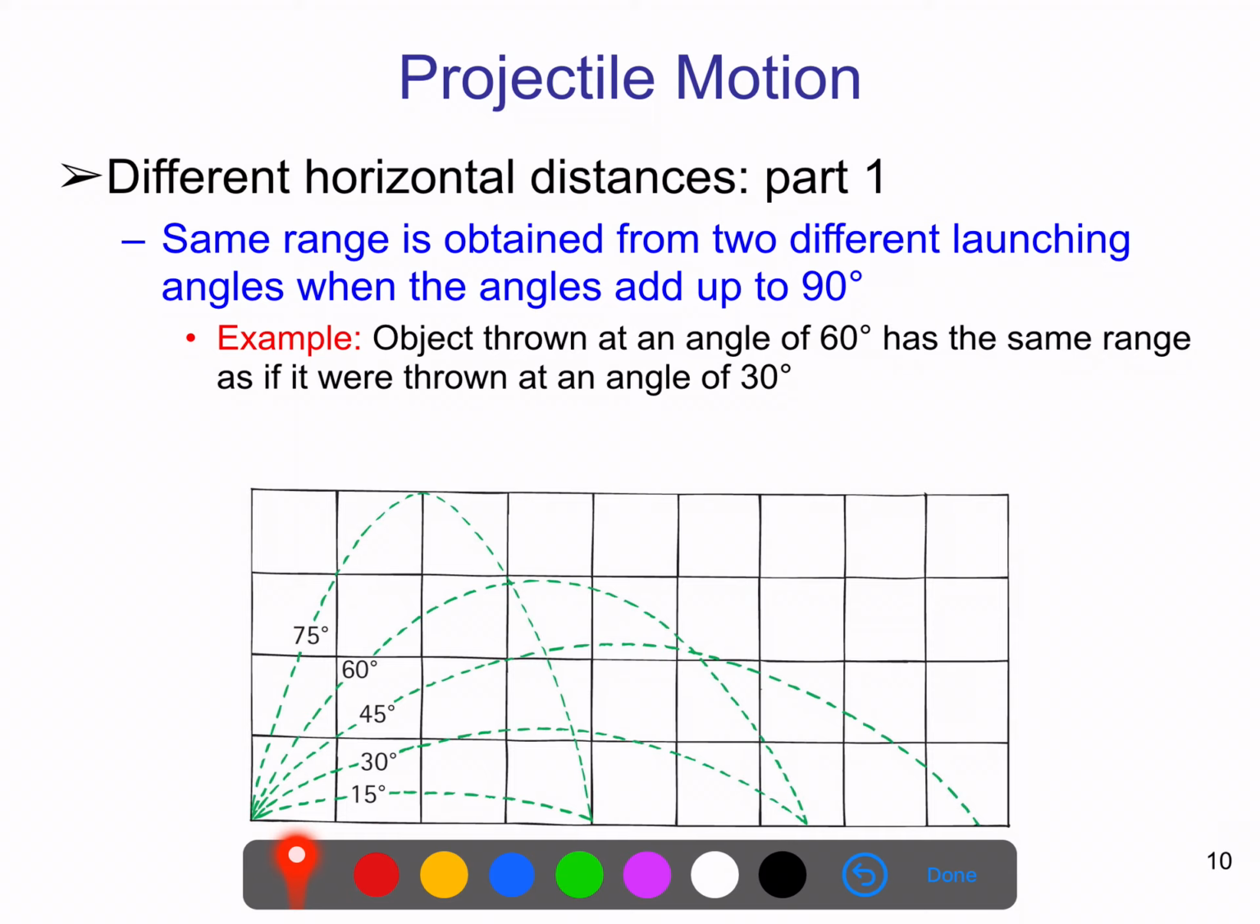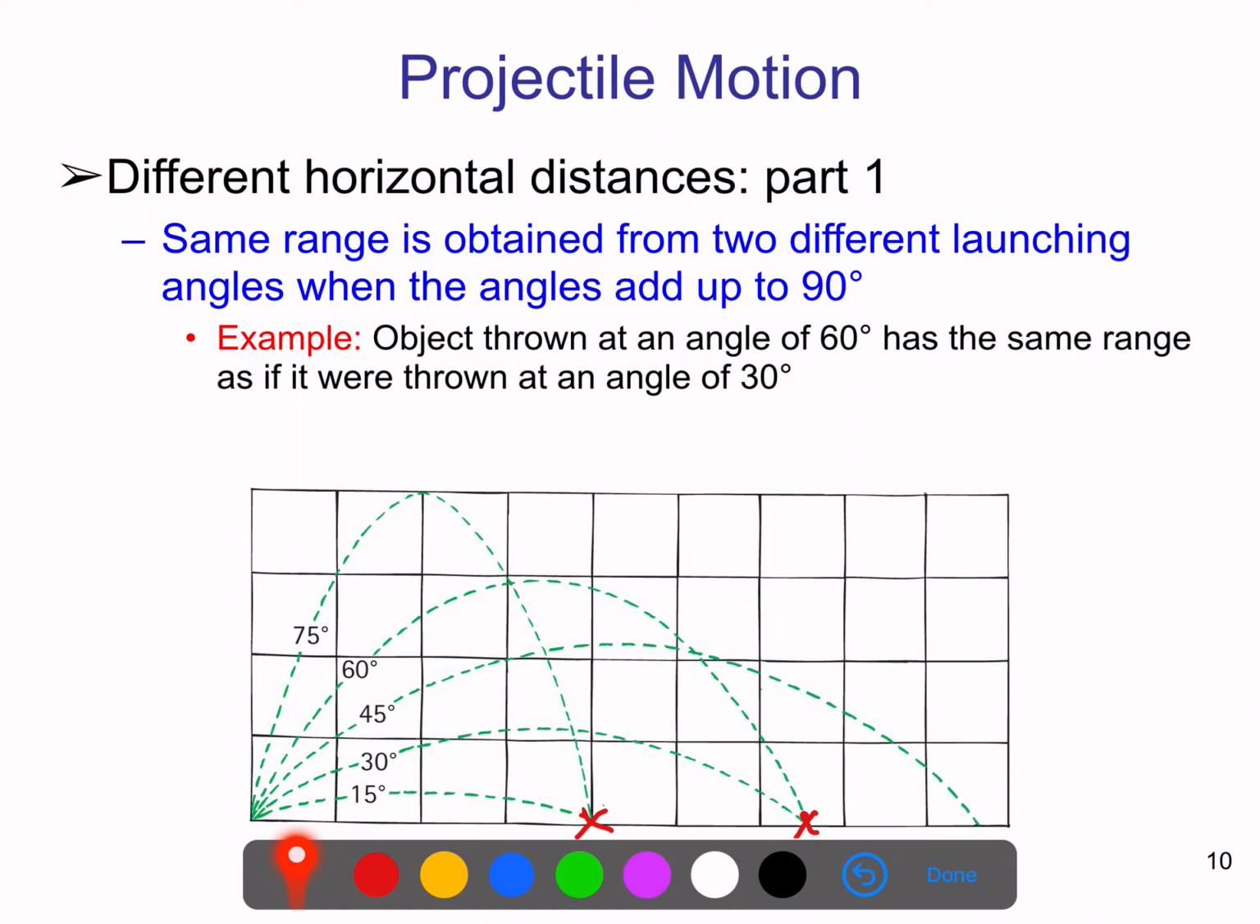75 plus 15 adds up to 90 degrees. Anytime you can ignore air friction and you have two possible launch angles that add up to 90 degrees, they're going to land in the same spot. So these two land in the same spot, and these two land in the same spot, and if we trace back to where those were, that's 60 degrees and 30 degrees, which also adds up to 90 degrees.